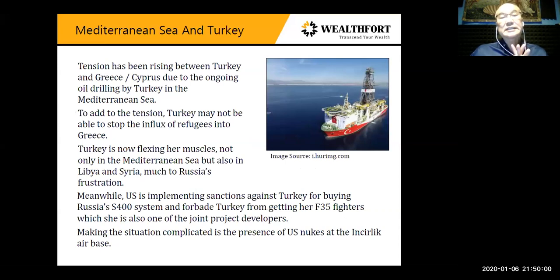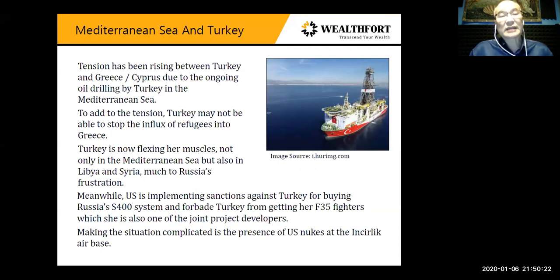So, Mediterranean Sea and Turkey. Now, this is a new entry to my list of geopolitical concerns here. Tension has been rising between Turkey and Greece and Cyprus due to the ongoing oil drilling by Turkey in the Mediterranean Sea. Now, to add to the tension, Turkey may not be able to stop the influx of refugees into Greece.